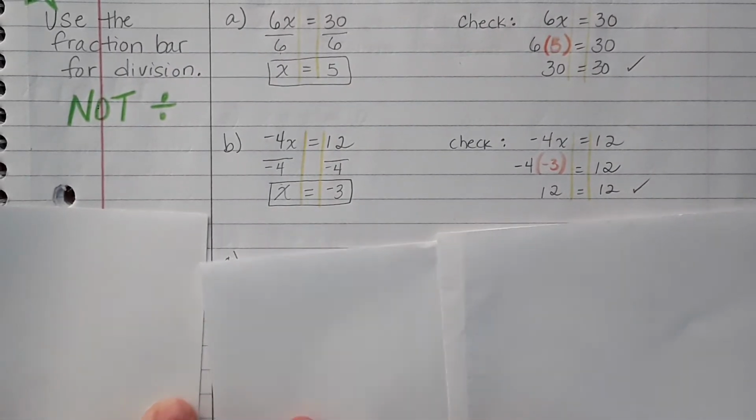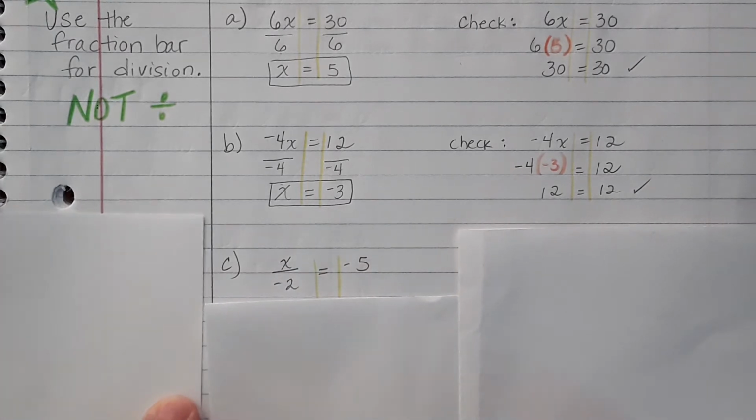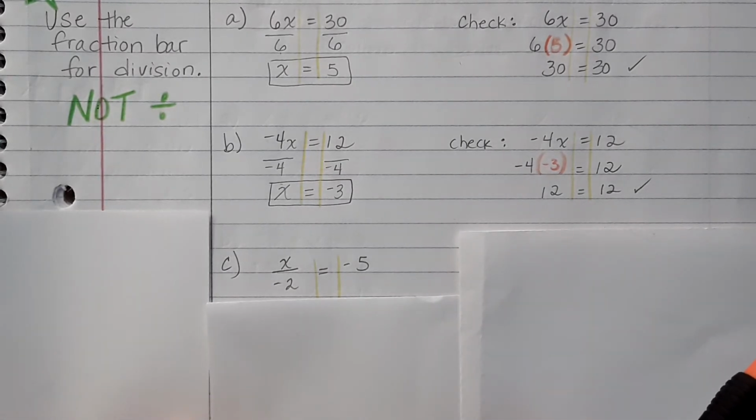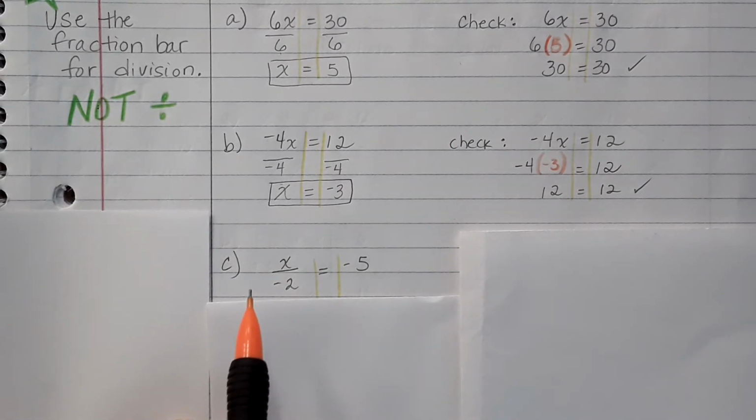Okay, and our final example, x divided by negative 2 equals negative 5. So we begin again, what's being done to x? Divide by negative 2. What's the inverse or opposite? Multiply by negative 2. But now, when I multiply by negative 2 on both sides, do not multiply by negative 2 down here in the denominator.